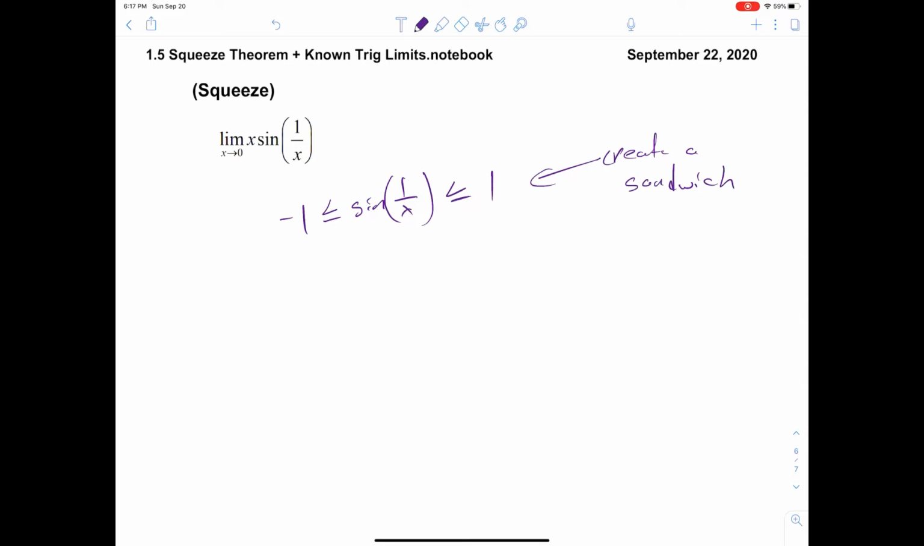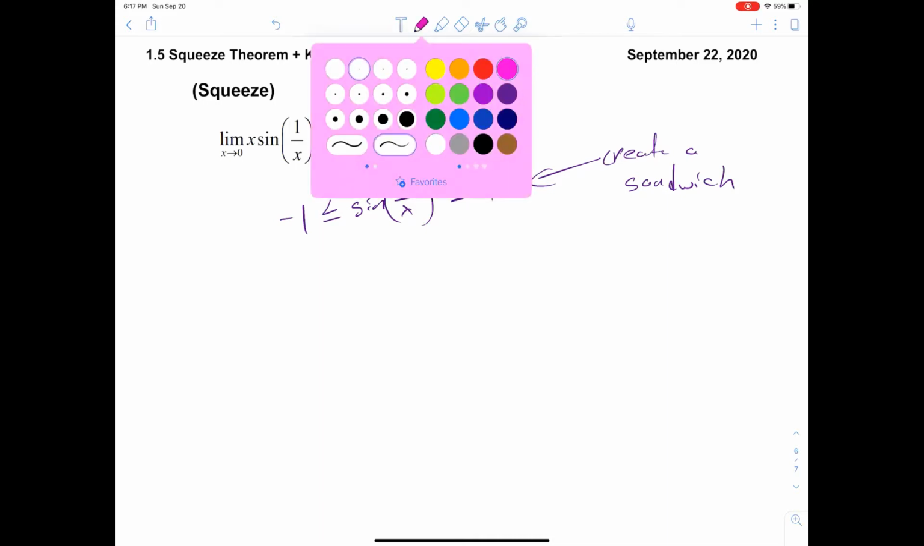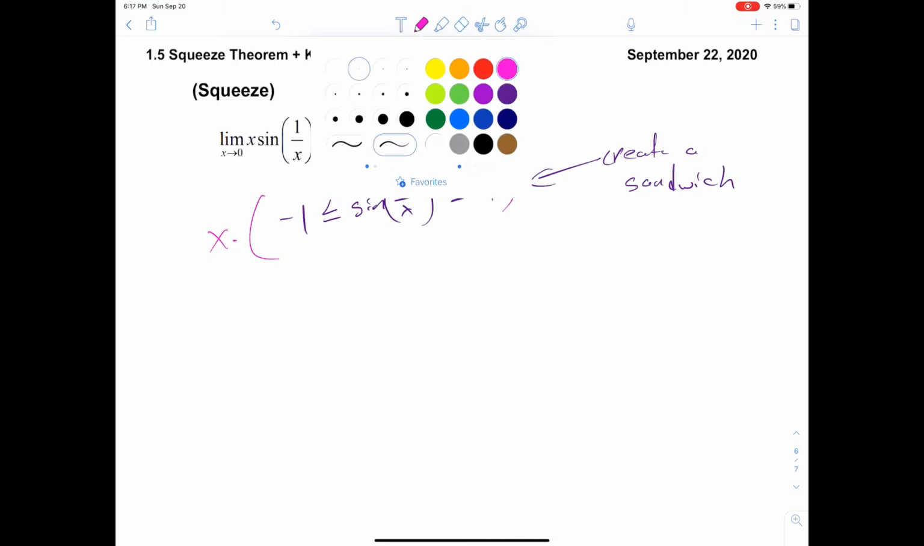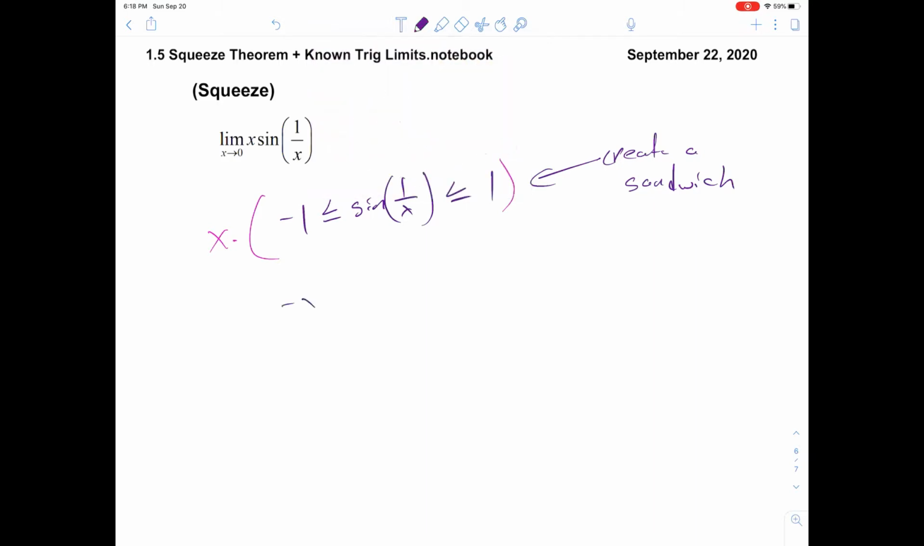Now what I have in the middle does not match what I want. I want x times that expression. So if I multiply the entire thing times x, I can get there. So we go negative x less than or equal to x sine 1 over x, less than or equal to x. Now I have what I want in the middle, which is good.